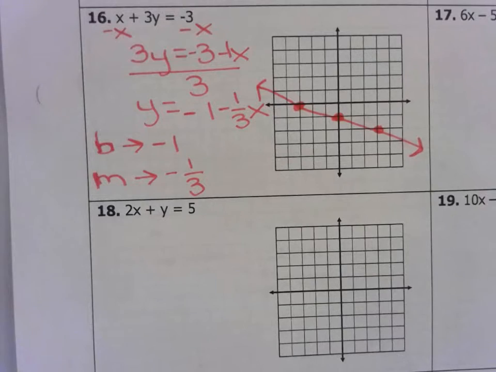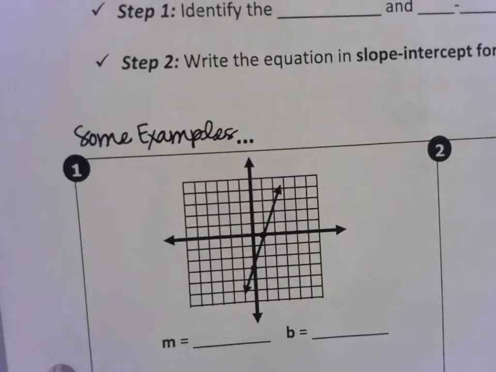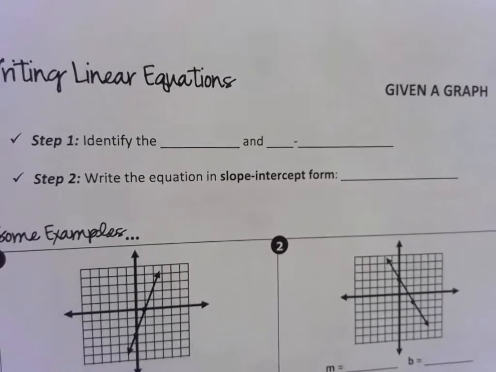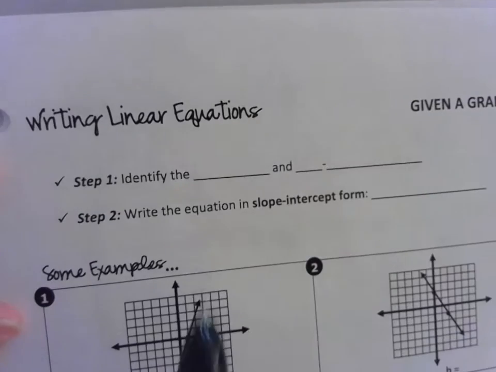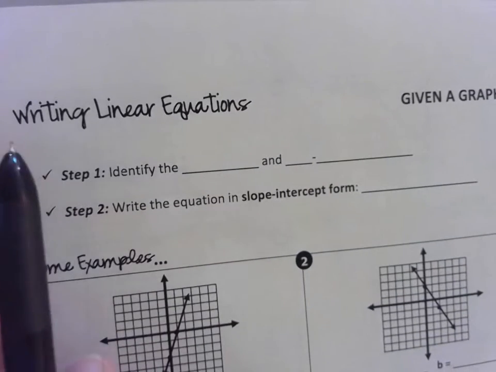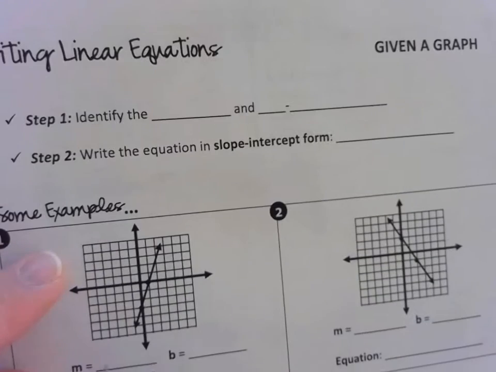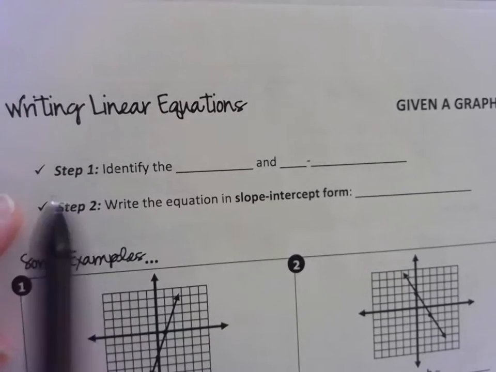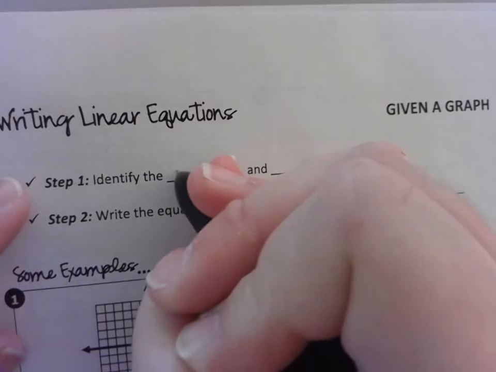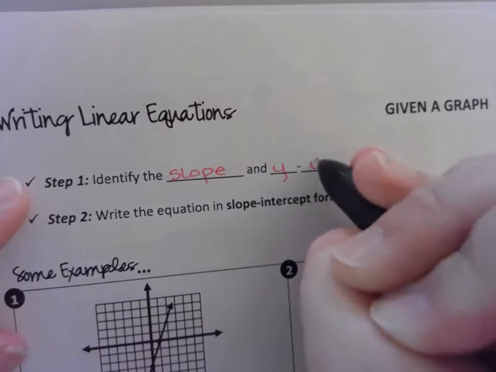Okay, we're just going to look at the next section real quick. It's easy. Let's flip it to the next page. These don't really take a whole lot of work. If I give you a graph, write the linear equation, so we're going backwards. I'm going to give you the graphs of lines, and you need to write the linear equation. First step, identify the slope and the y-intercept.